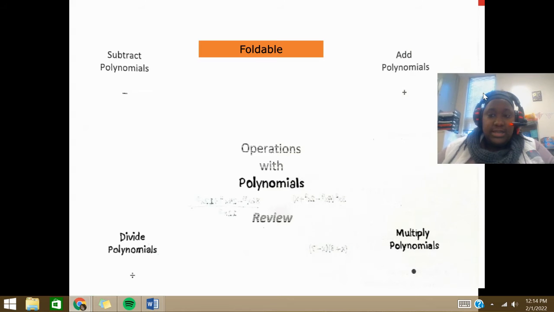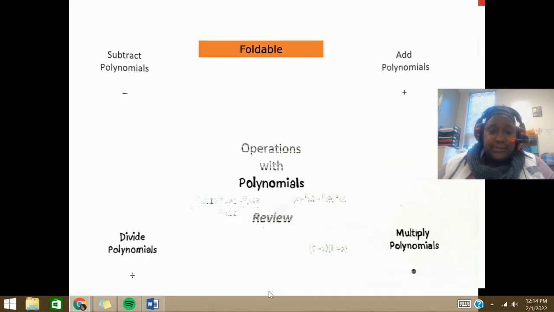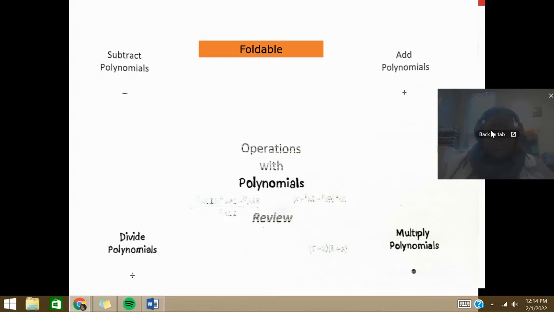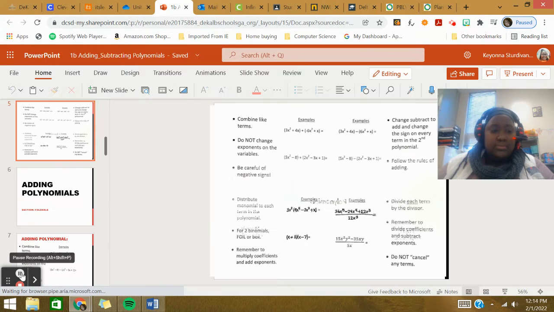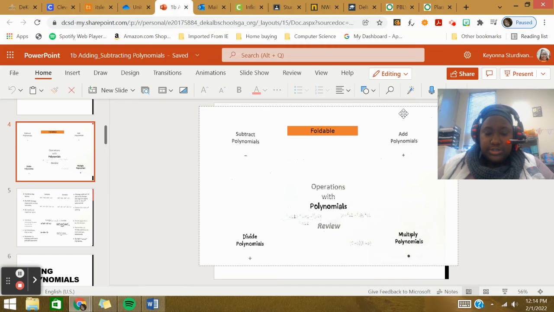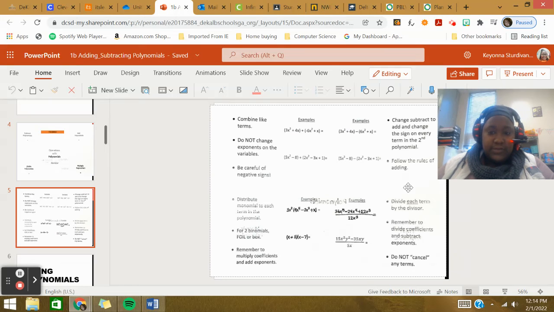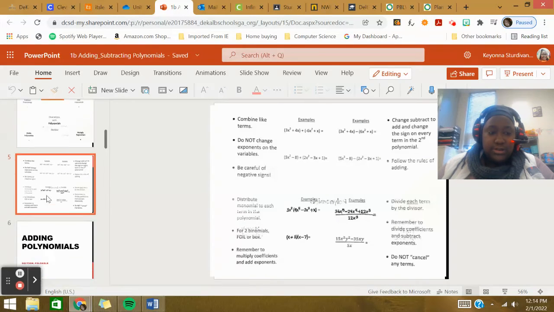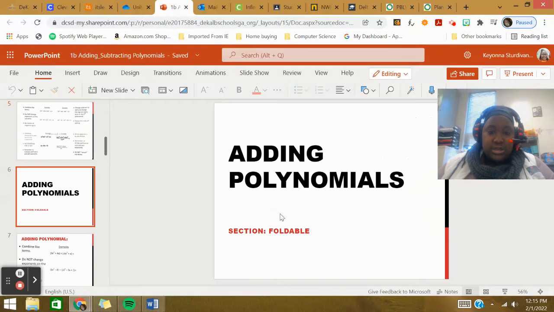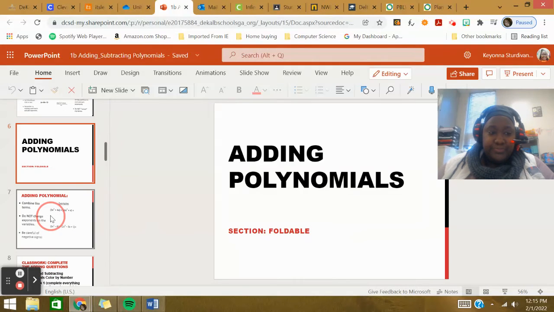All right, so during class today, you guys will receive a foldable. It should look just like this. You're going to fold it inward to make it look like a brochure. This is what the foldable should look like. We have all four operations: adding, subtracting, multiplying, dividing polynomials. And then the inside of the foldable will look like this. Today, we are only focusing on the adding polynomials section of the foldable.